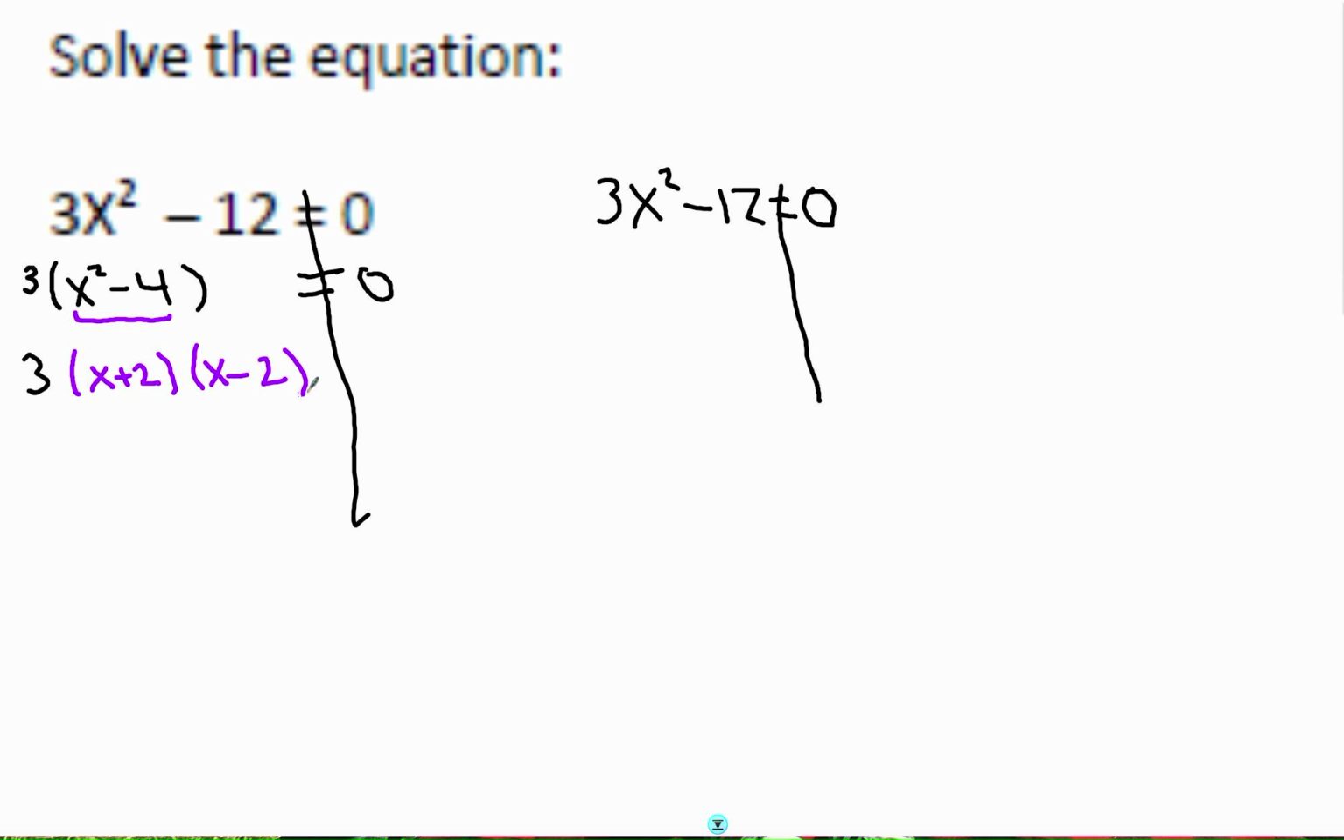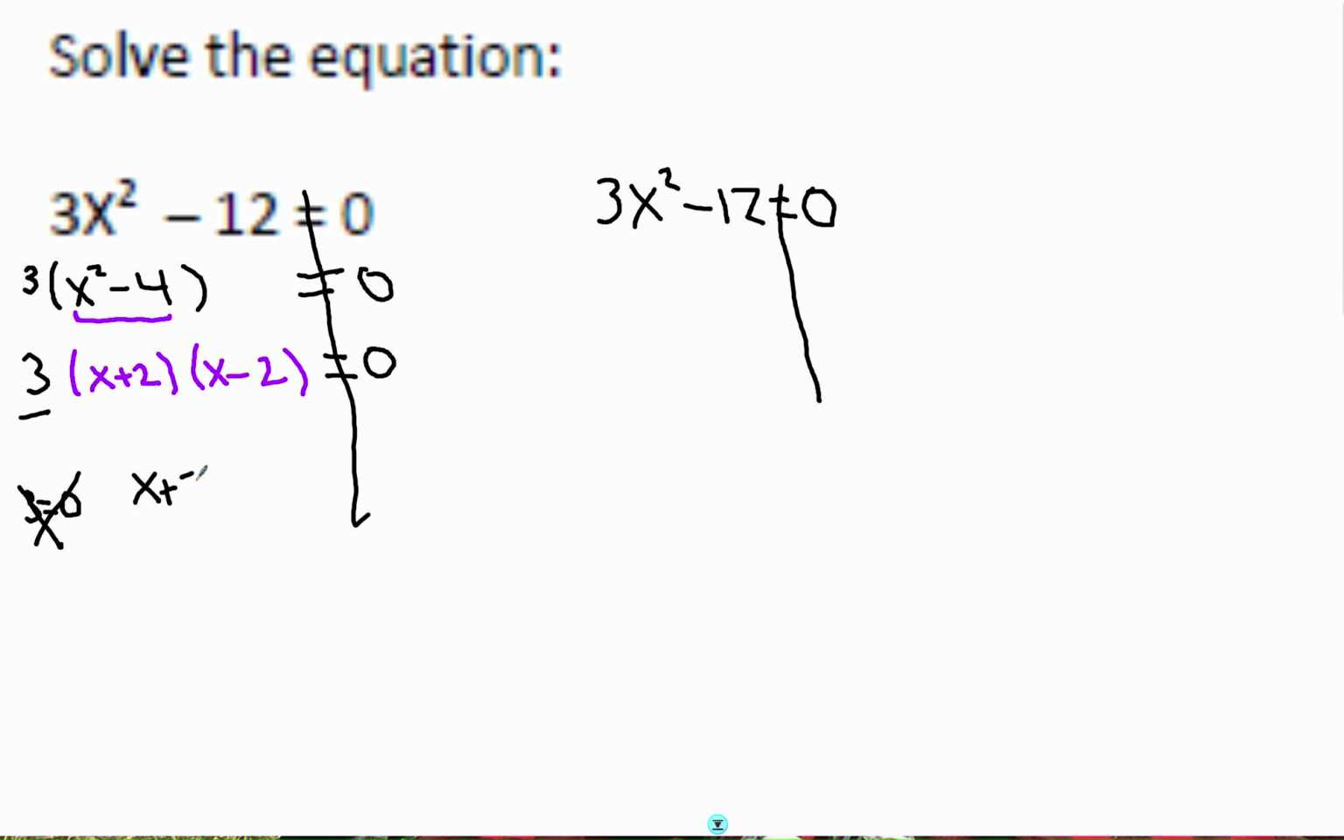And then I'd set that equal to 0. I would first set each of these equal to 0 to solve for x. So 3 equal to 0, that's not a thing. That doesn't make sense. 3 will never equal 0. There's no variable there. That doesn't give me a solution.